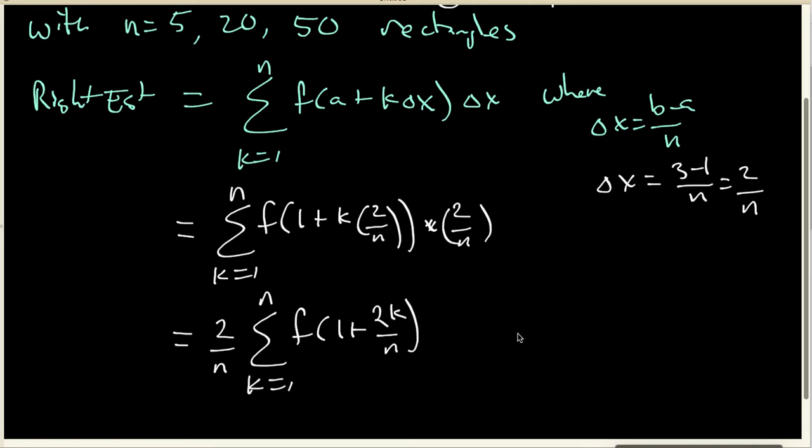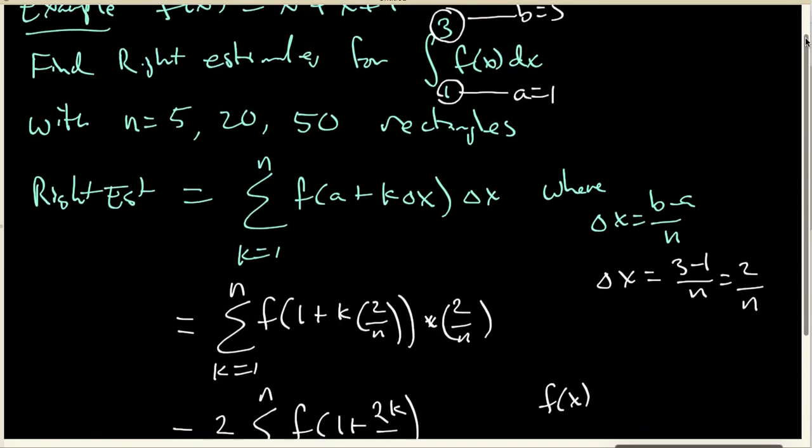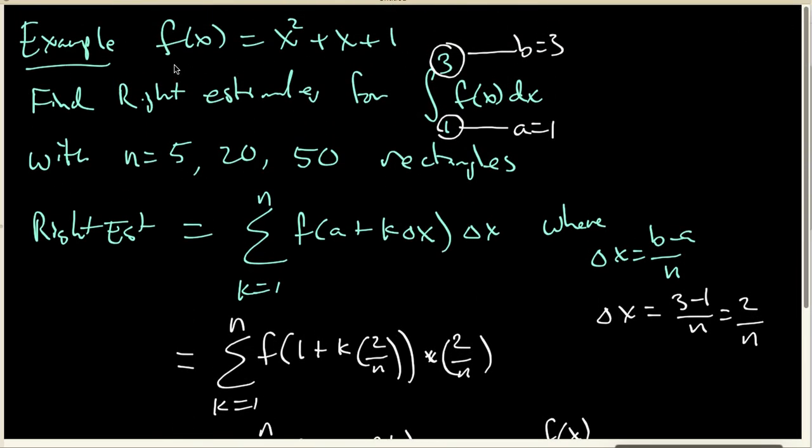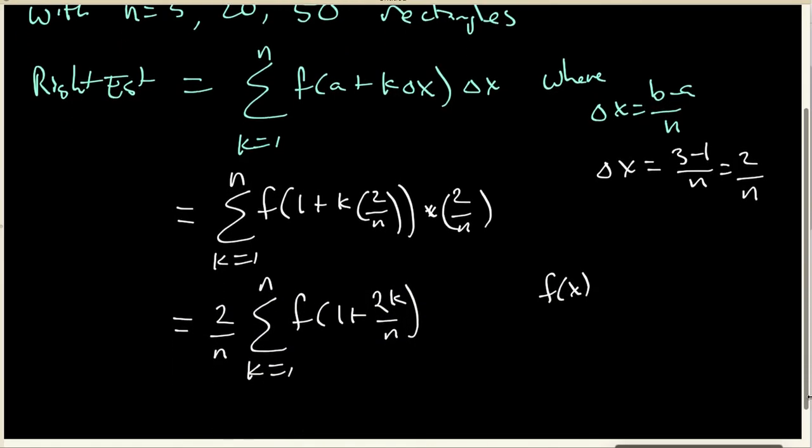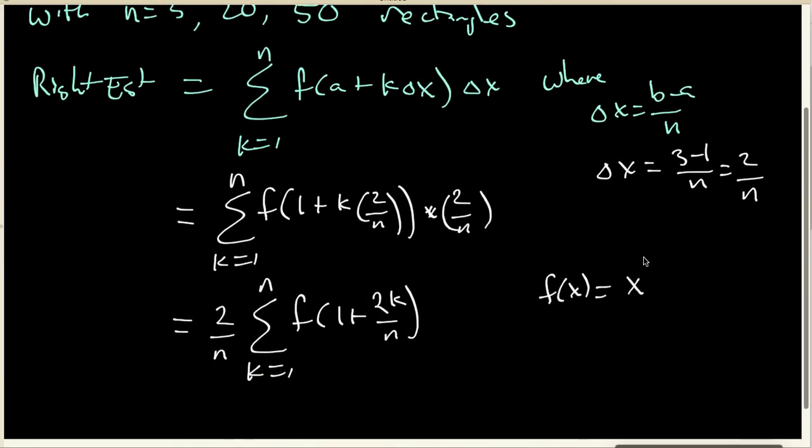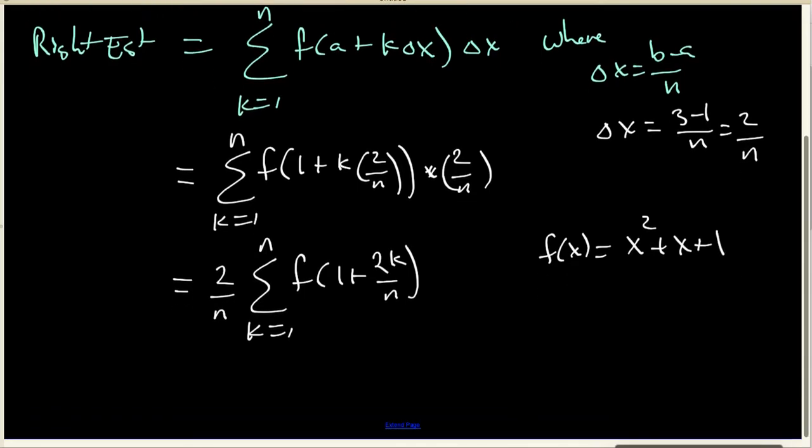And now I have to remember what f of x is. Let's go back up and see what it was. F of x is this function right here. So I want to put that in. F of x is x squared plus x plus 1. And as a consequence, I want to evaluate this function at this particular number.